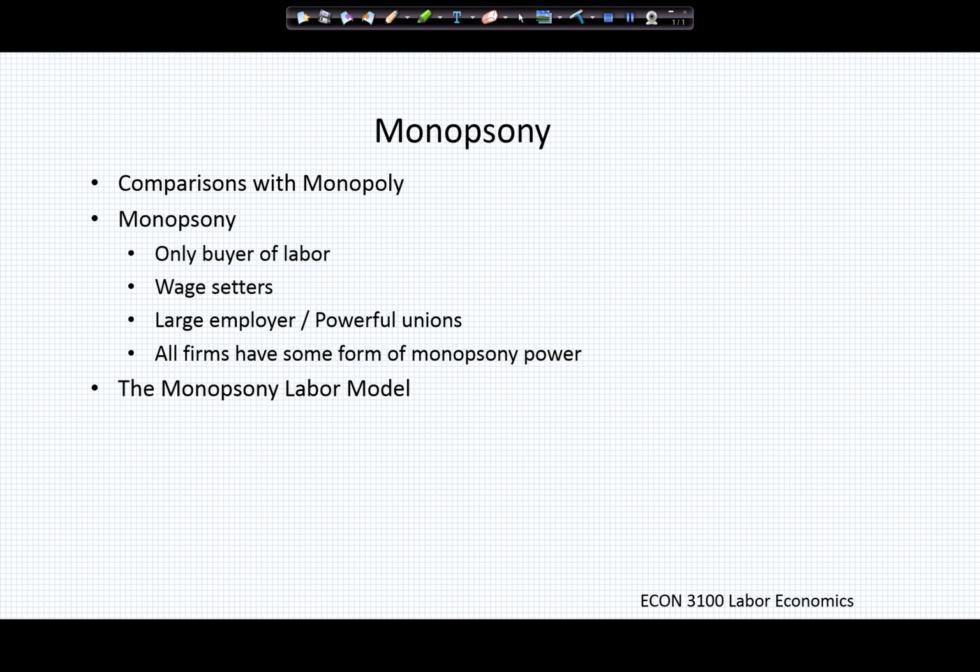union. The reality is that all firms have some level of monopsony power. We think that because we observe that there's always some level of unemployment. And so there's always some ability for the firm to have some influence over wages because there are always unemployed people willing to take a slightly lesser wage. So all firms have some level of monopsony power. When we're not in a perfectly equilibrating market, a market that clears, then all firms will have a little bit of monopsony power.